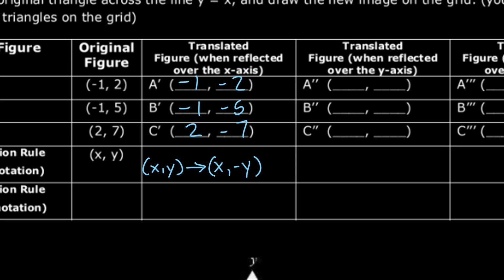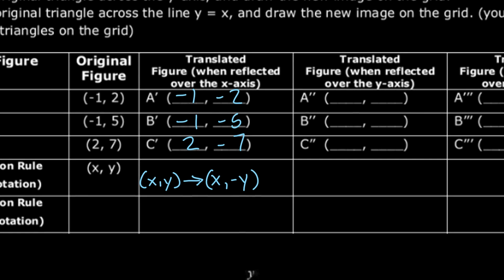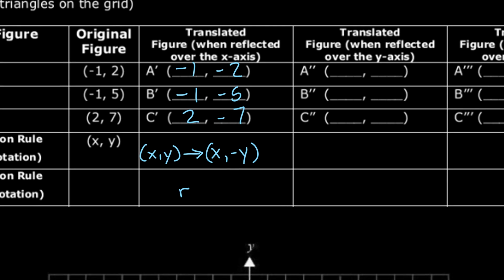And then our geometric notation is going to be a lowercase r. Rotation and reflection start with the same letter, so they had to differentiate. Reflection is lowercase, rotation is uppercase. Little r, with the x-axis in subscript. That's all you do. So now we're going to reflect over the y-axis.